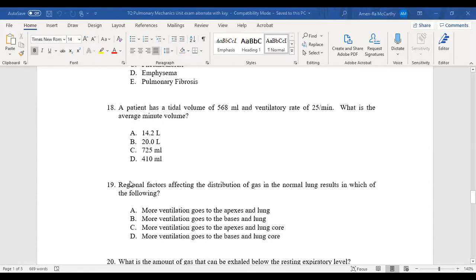All right, another calculation. A patient has a tidal volume of 568 mLs, and they're breathing at a rate of 25 breaths per minute. What is the average minute ventilation? What is their minute ventilation?